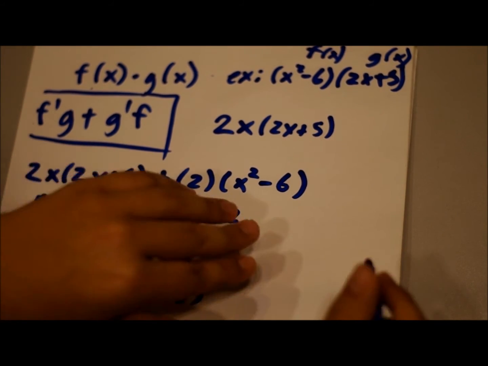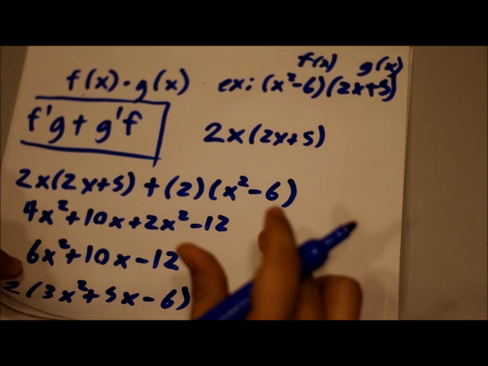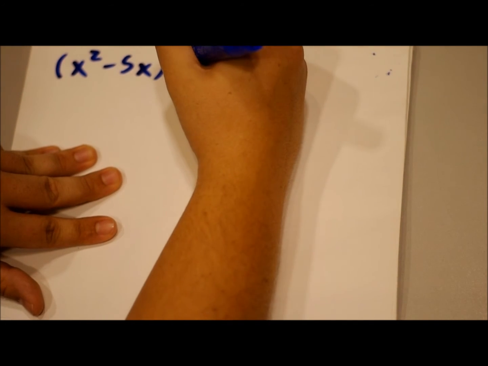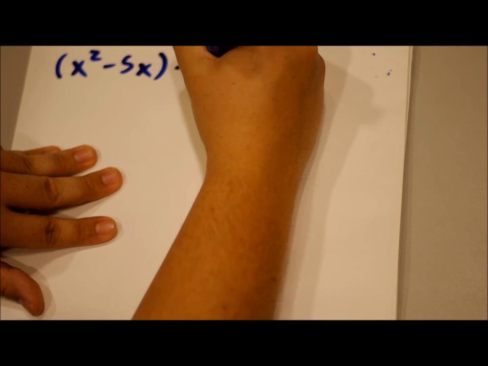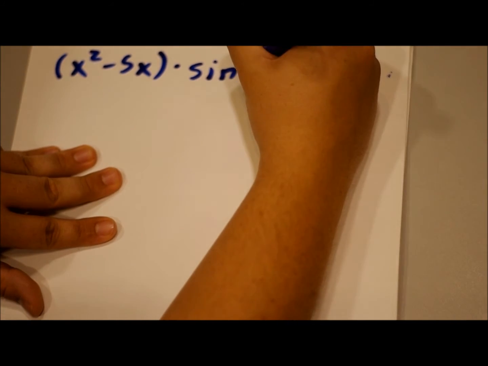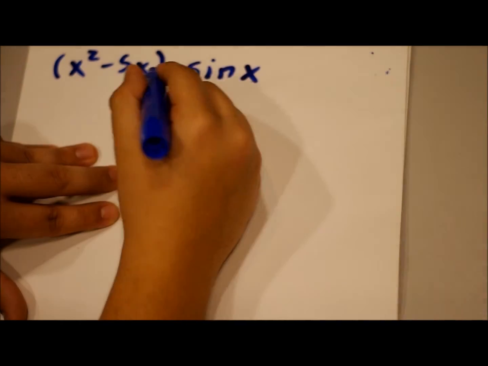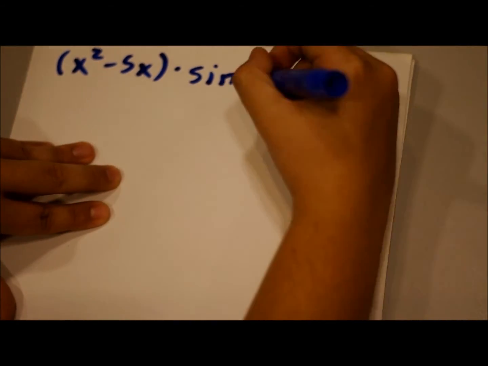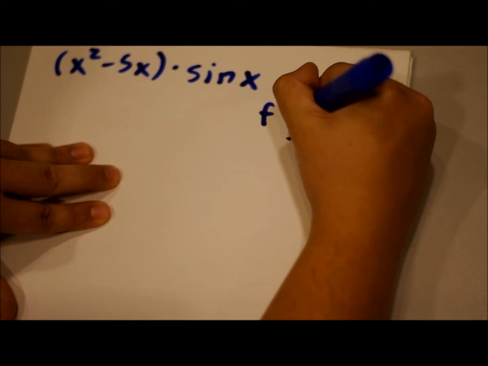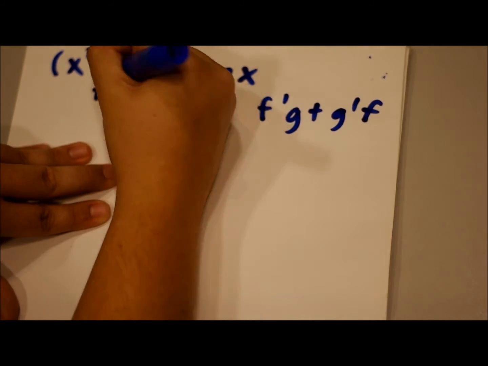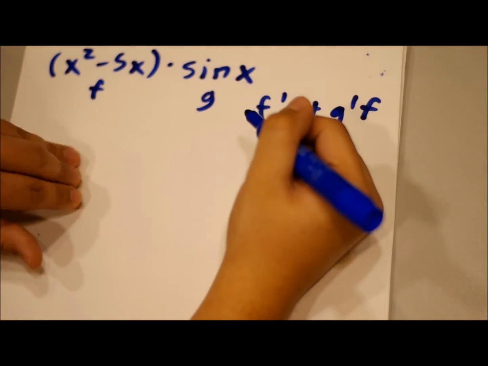Now, let's try this on a problem that's just a little bit more complicated. So this time, let's say we've got x squared minus 5x times, let's say, sine of x. Alright? So, again, since we've got two things multiplied by each other, we're going to use our product rule. So let's go ahead and write that back down. f prime g plus g prime f. Whereas this is going to be our f, and the sine of x will be our g.